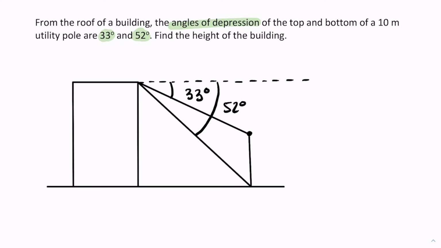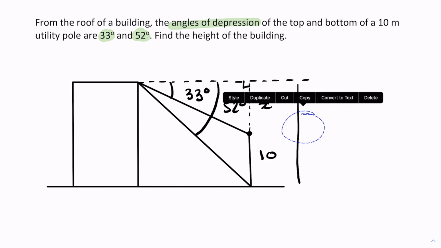We have these angles in here and can't quite identify a right angle triangle yet, but look at what happens if I extend this. I know the utility pole is 10, and I'm going to call this x. If I can figure out what x is, then x plus 10 is that height, and that height is just the height of the building. So that's going to help me.